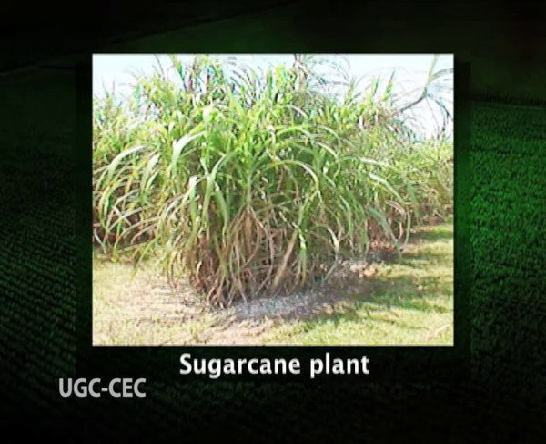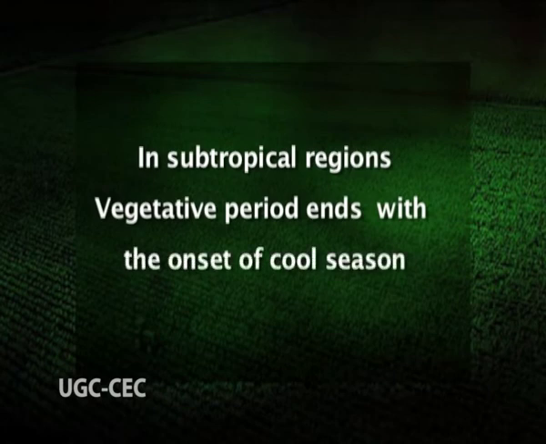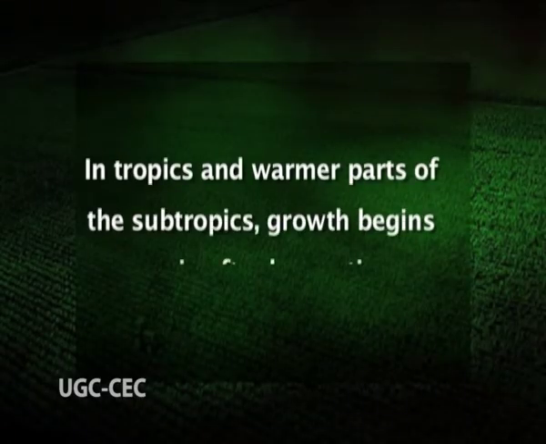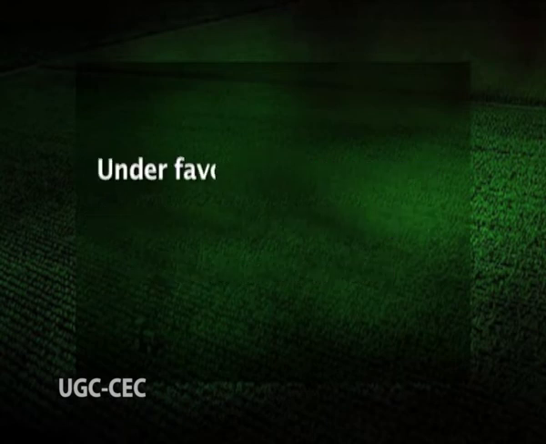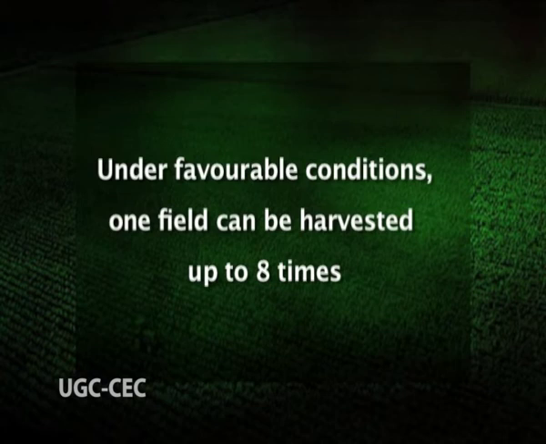Sugarcane is self-compatible and is sometimes grown in monoculture for many years without a break. In cooler subtropical regions, the vegetative period ends with the onset of cool season. There, the cane is freshly planted every year. In the tropics and warmer parts of the subtropics, growth begins again after harvesting. Under favorable conditions, one field can be harvested up to 8 times.